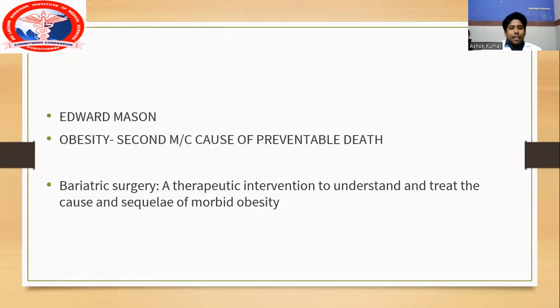Obesity is the second most common cause of preventable death, the first being smoking. So what is bariatric surgery? Bariatric surgery is a therapeutic intervention to understand and treat the cause and the sequelae of morbid obesity.